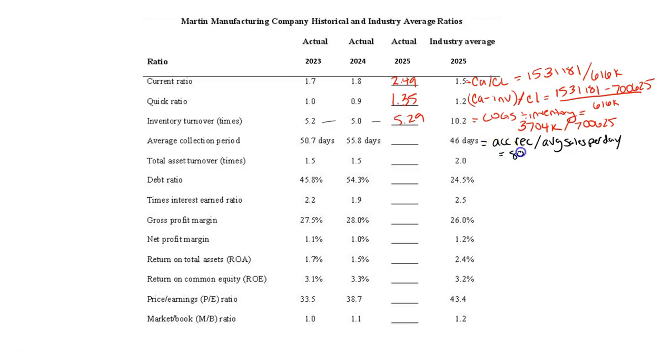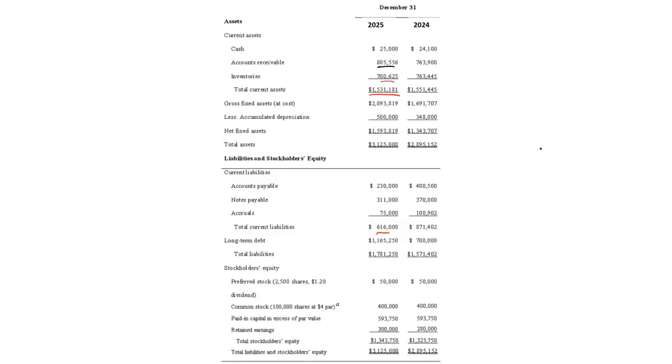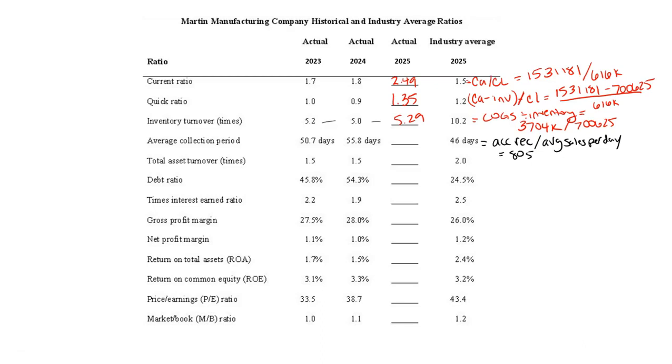So that's 805,556 divided by our average sales per day. That's 5,075,000 divided by 365. And I get 57.9 days.